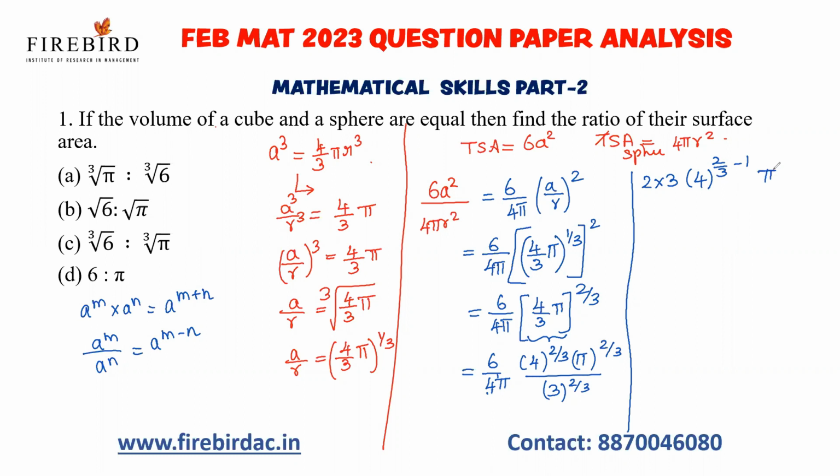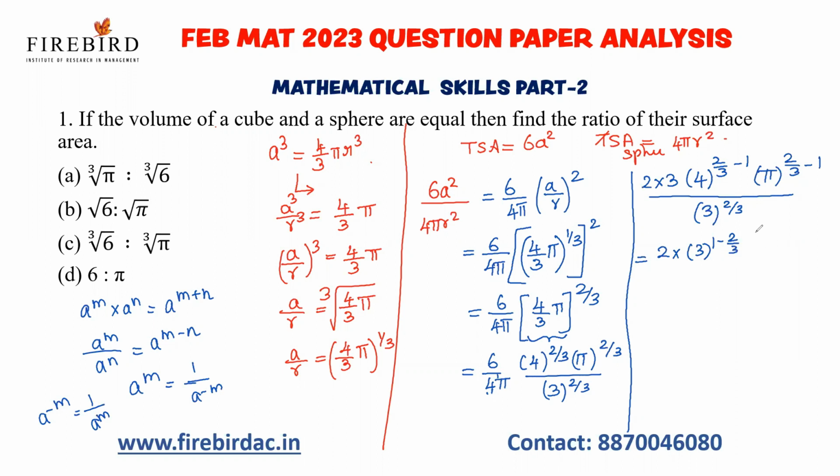And similarly, pi to the power 2 by 3 minus 1. The whole divided by 3 to the power 2 by 3. Okay, now you can write this as 2 into 3 to the power 1 minus 2 by 3. That is a power m is equal to 1 by a power minus m, or you can also write it as a power minus m is equal to 1 by a power m. And what is 4 to the power 2 by 3, the whole divided by, take it as 1. 2 by 3 minus 1 is what? Minus 4 to the power 1 by 3.